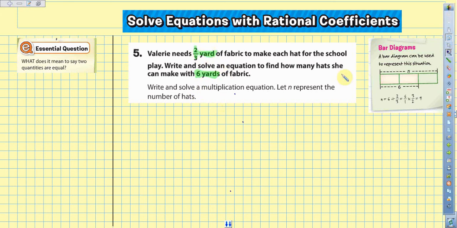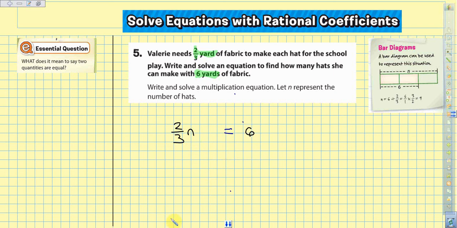So how would I write that out? Well, I know I'm going to have an equal sign in there, and I know on one side I'm going to have 6 because that's the total amount, and I know on the other side I'm going to have 2/3. It says let n represent the number of hats. That's what we're trying to figure out. We're trying to figure out what n is. So 2/3 times the number of hats should only equal 6. So remember, you're thinking of two sides, two quantities that are equal to each other. Okay, so once you have that down, that's our equation.